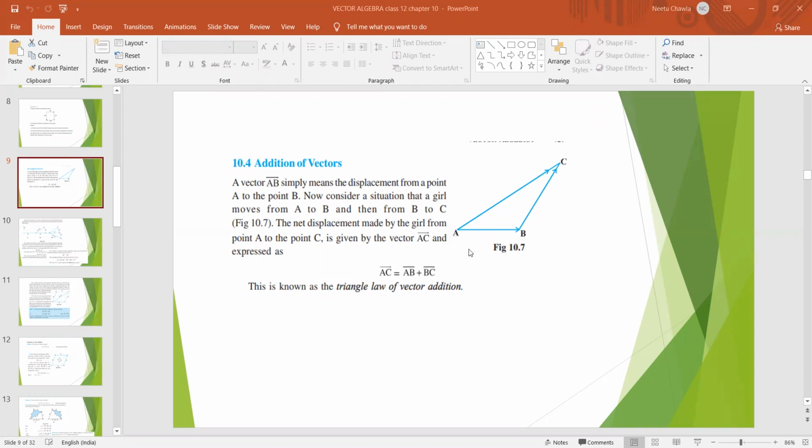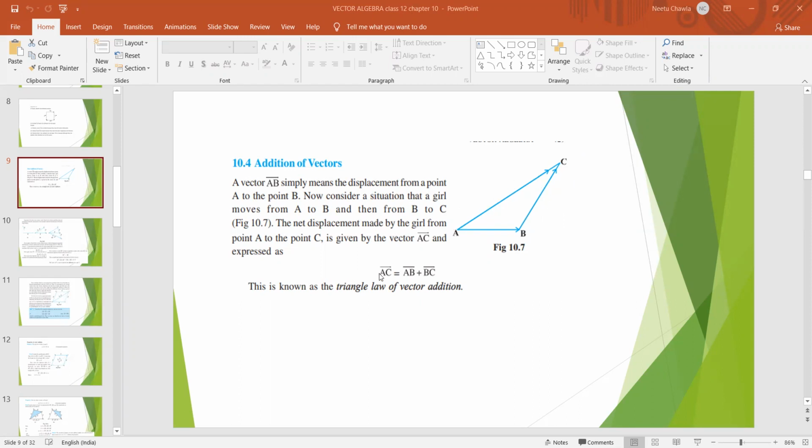Let's see this. You can see figure 10.7 on the screen. This is the AB vector and this is the BC vector. We have to find AB plus BC. Suppose a girl is moving from A to B and then from B to C. Then we have to find the final displacement by that girl. So this is the final displacement AC.